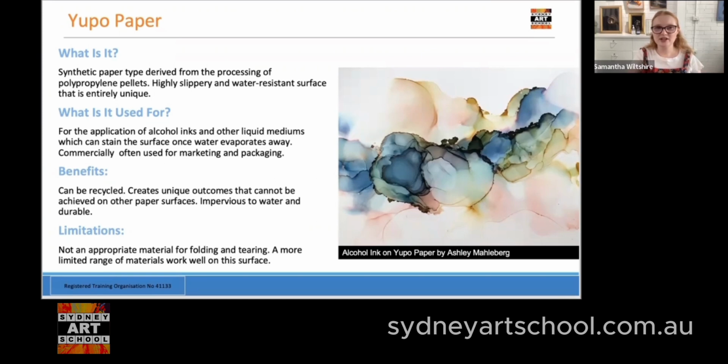These are also commercially used a lot of the time for marketing and packaging. And the benefits of this material is that it can be recycled. It creates unique outcomes that cannot be achieved on other paper surfaces, and it is impervious to water and quite durable. The limitations are that this is not an appropriate material really for folding and tearing, and there is a more limited range of materials that will work well on this surface.